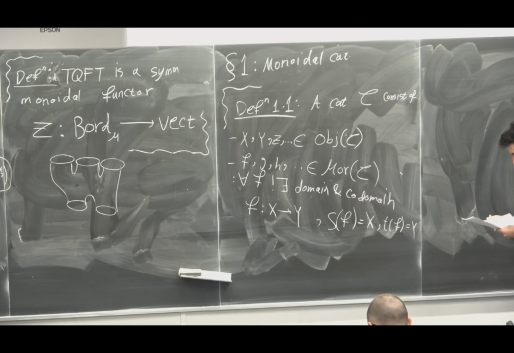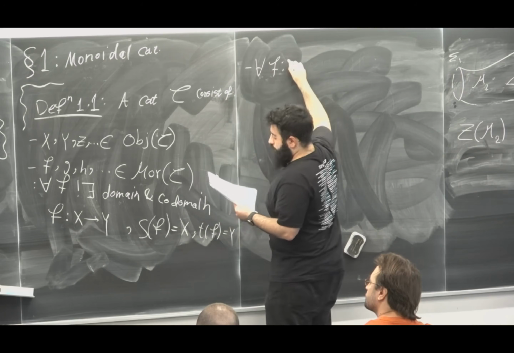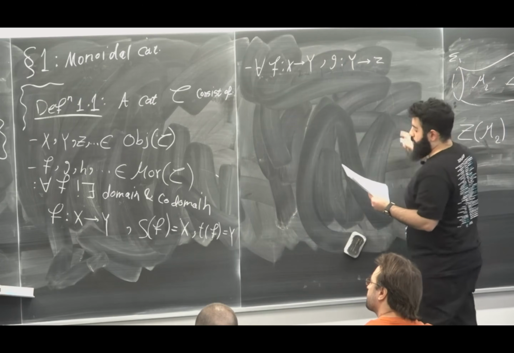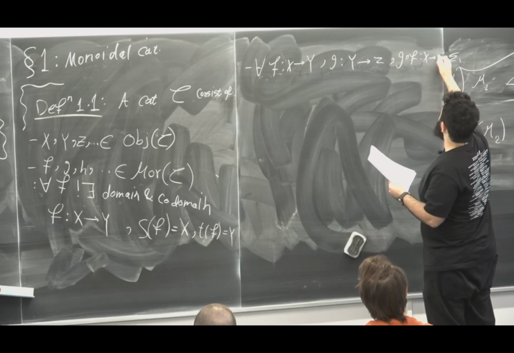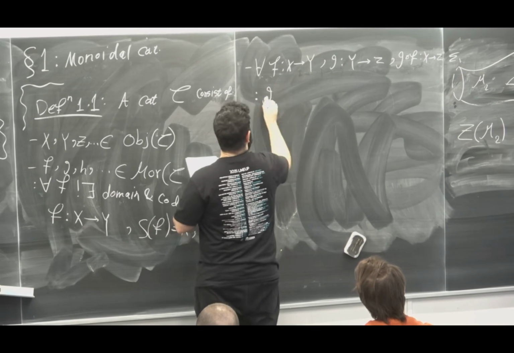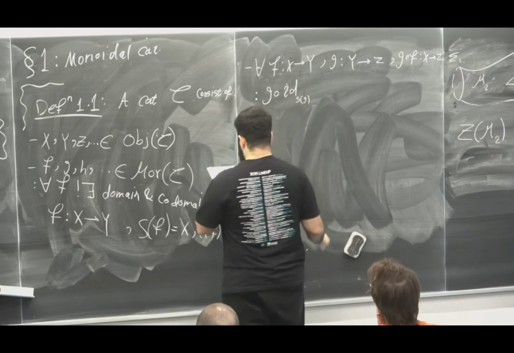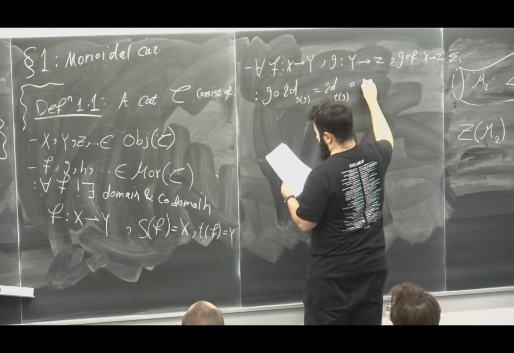And when we're defining categories, we always want there to be some composition rule of our morphisms. So I want for all f from x to y and g from y to z, my composition of morphisms to go from x to z, such that g composed with identity on the source of g to be equal to the identity at the target of g composed with g.